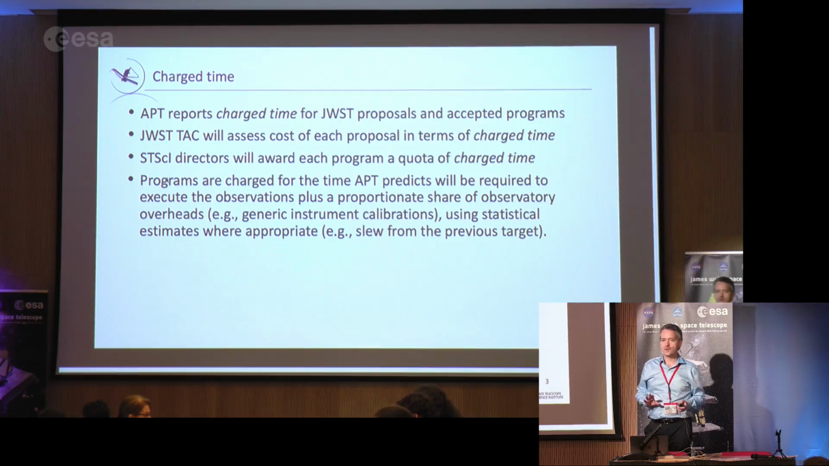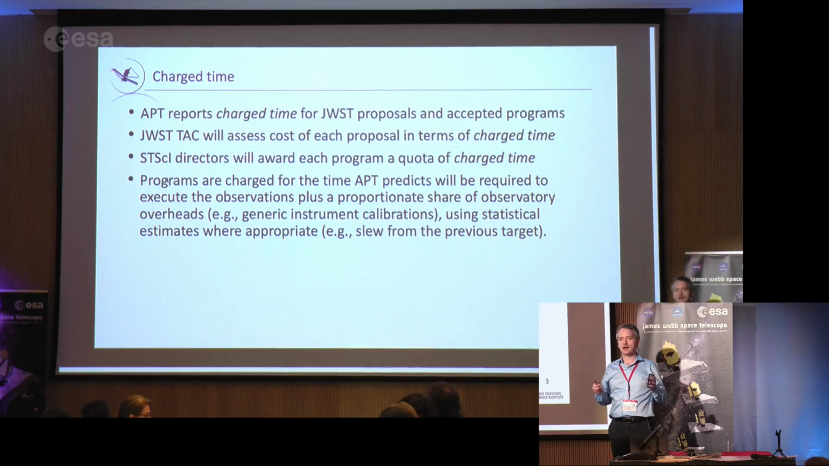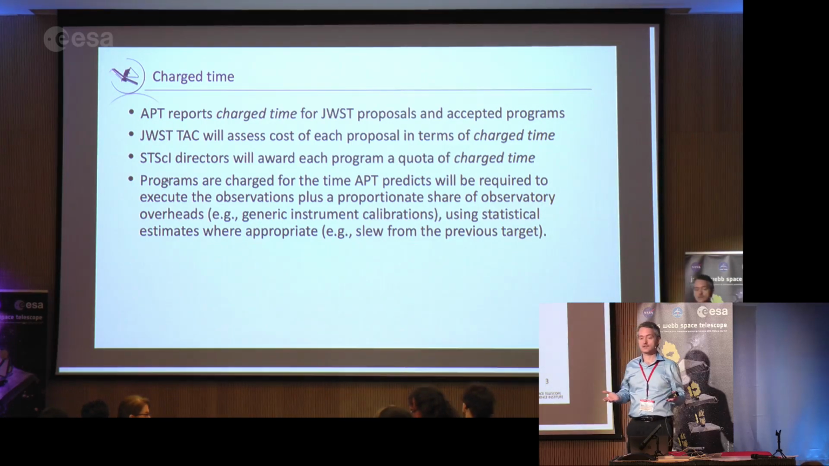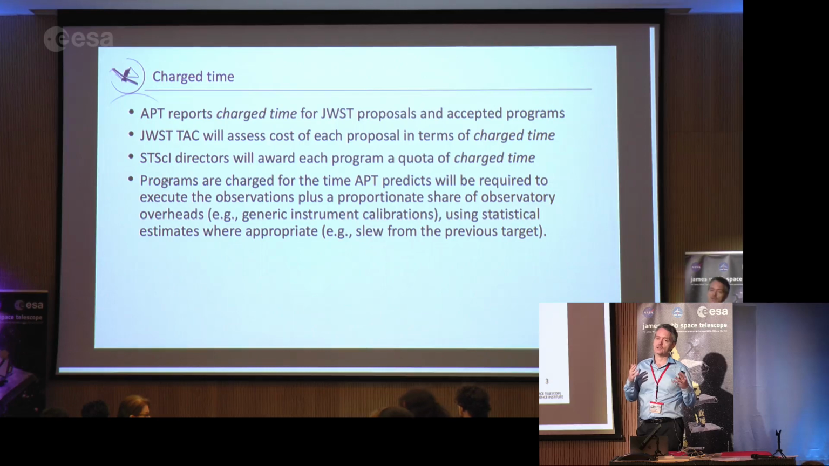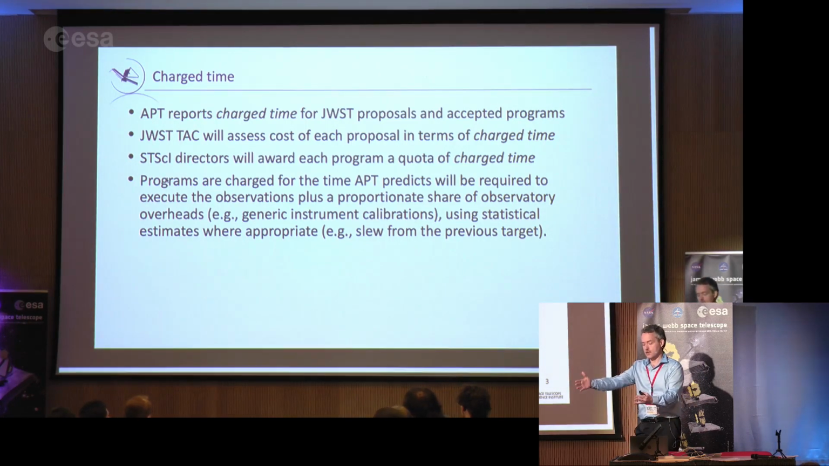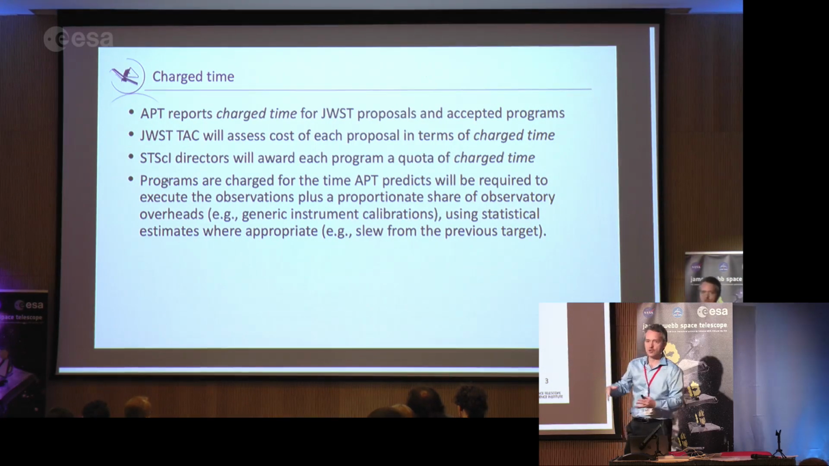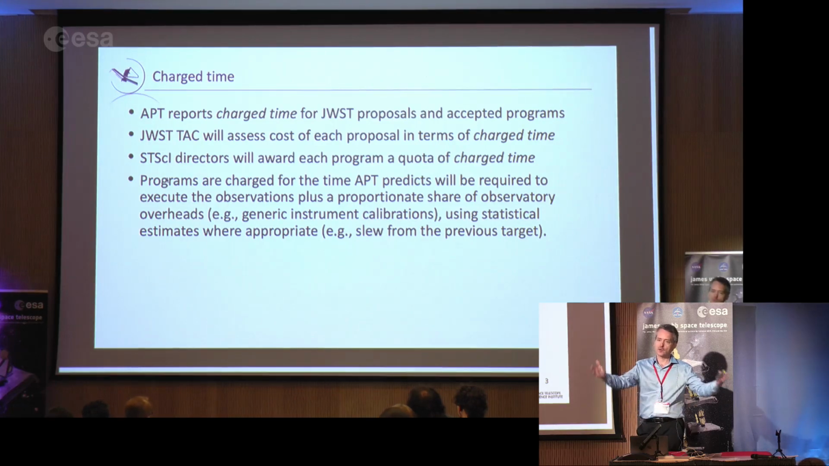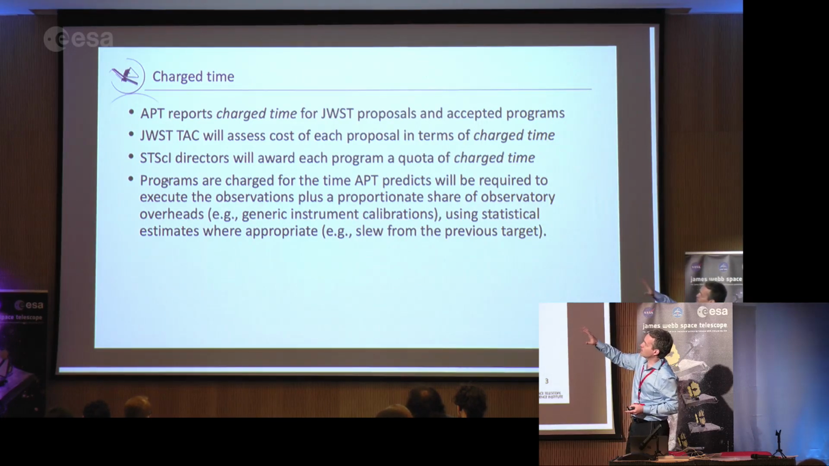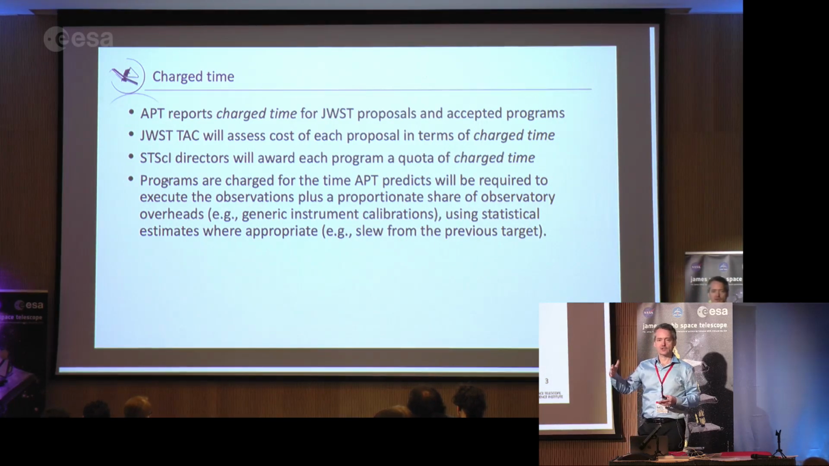So one point I wanted to make, different observatories handle time allocations in different ways. For JWST, the Science Mission Office made the decision that we were going to allocate time in terms of how much time it takes to execute the program. It's not exposure time, it's how much time it takes to execute the program. And in addition to that, there's some generic overheads like instrument calibrations, which each program will pay a proportionate share for. If you have a big program, you'll get a bigger slice of that. If you have a small program, you get a smaller slice.